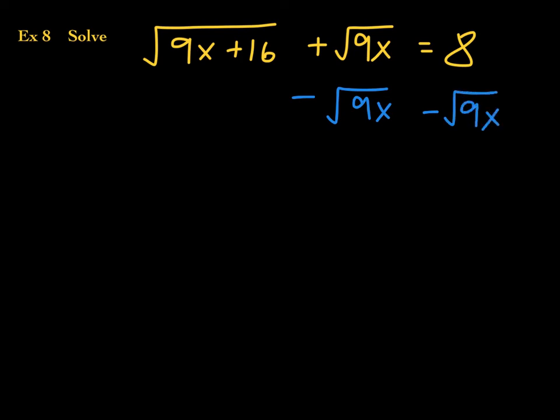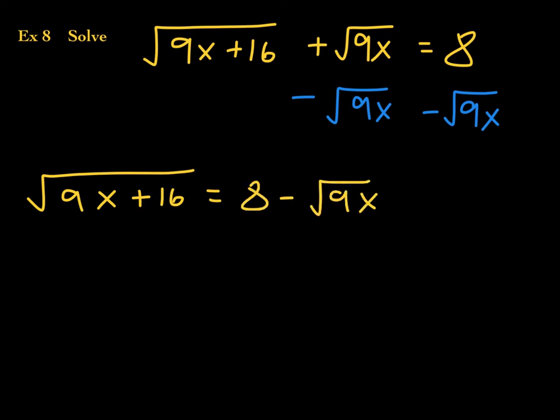All right, on the left-hand side, you have a radical that is isolated. Let me come over here and make room. So you have the square root of 9x plus 16. And on the right, of course, these two terms are not like terms, so the best you can do is just write it as 8 minus the square root of 9x. Now it's time to raise both sides to the power of the index.